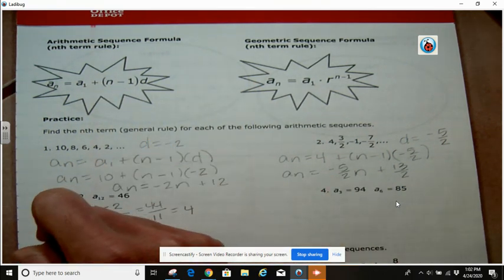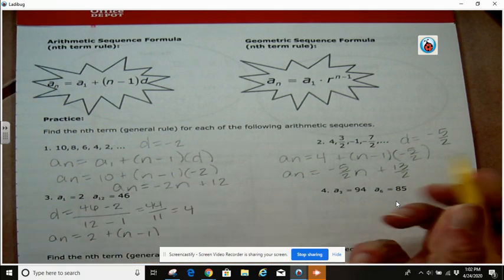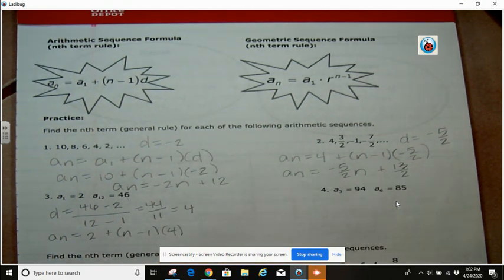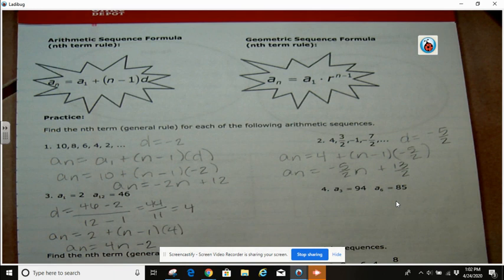So now we're going to do a sub n. We know the first term is 2 times the quantity n minus 1, and we figured out that d is 4. And when we clean that up, we're left with 4n minus 2 as our general rule.